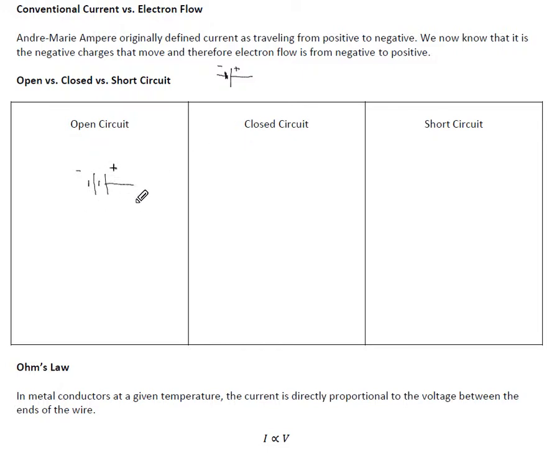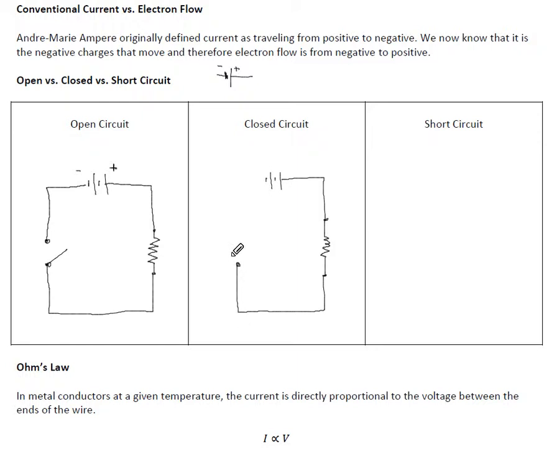So from here, I'm just going to draw a very simple circuit. I'm going to draw a resistor, and I'm going to draw a switch. An open circuit is when this circuit is not connected. A closed circuit would be very similar to what we just drew. There's my resistor, and the switch is closed.